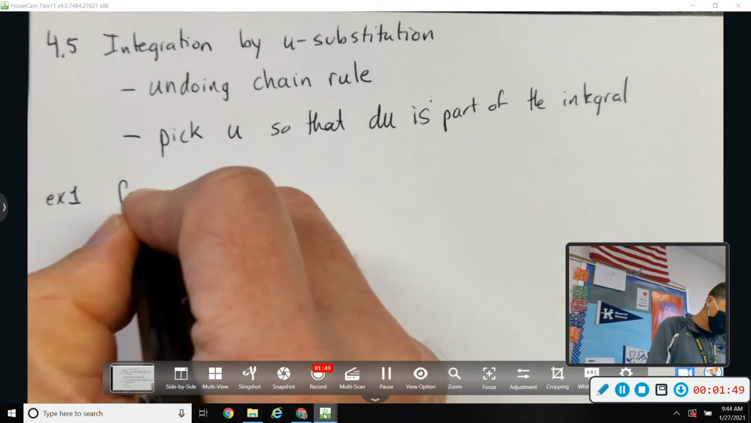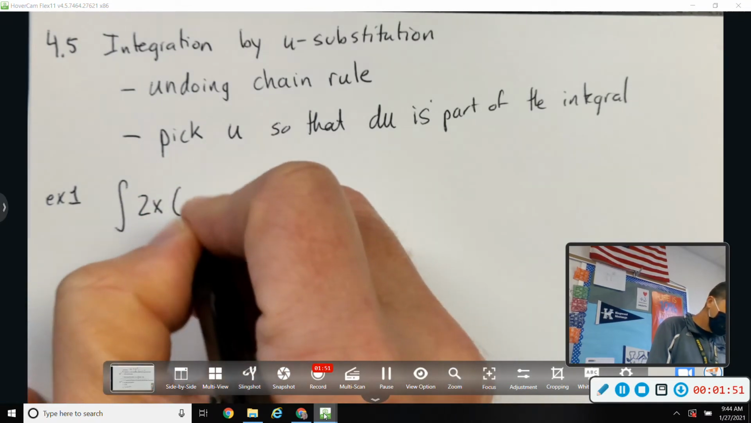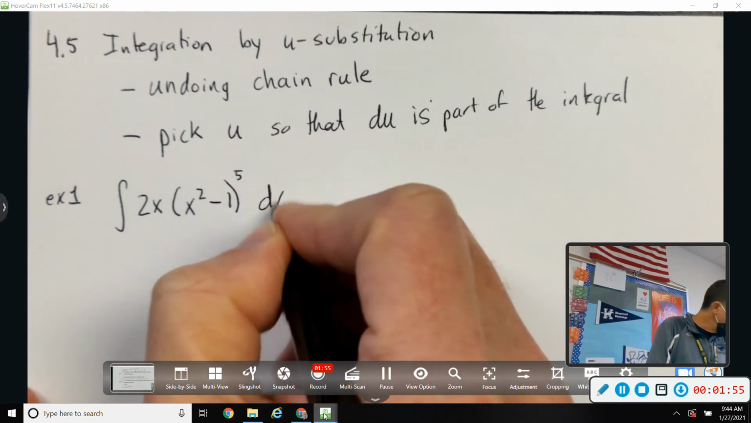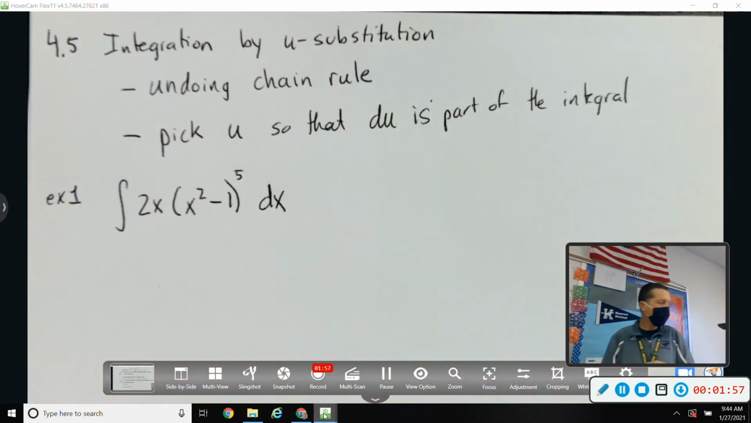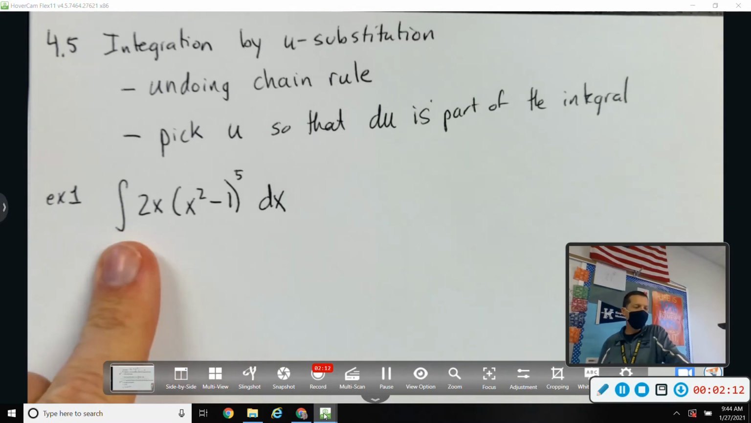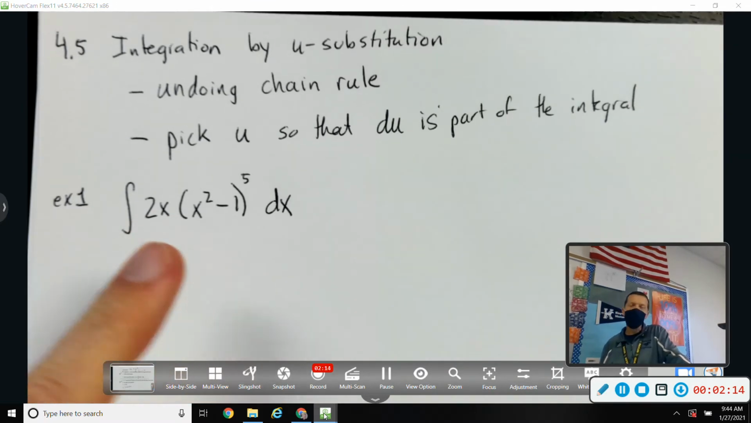So the integral of 2x times x squared minus 1 to the fifth dx. Well, your first reaction should be, that looks terrible. How am I supposed to integrate that? Other than, I guess, you could fifth this thing out, which would be awful, and then distribute a 2x and then use the power rule. So that would be one way to go, but that's really not our favorite way to go.